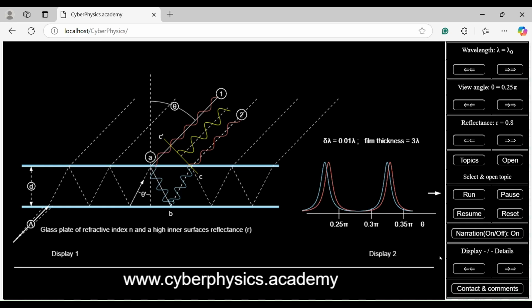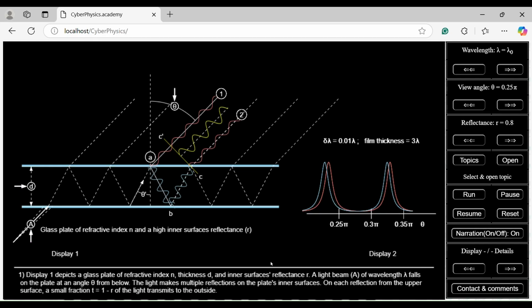Fabry-Perot Etalon. Display 1 depicts a glass plate of refractive index n, thickness d, and inner surfaces reflectance r. A light beam, A, of wavelength lambda falls on the plate at an angle theta from below.